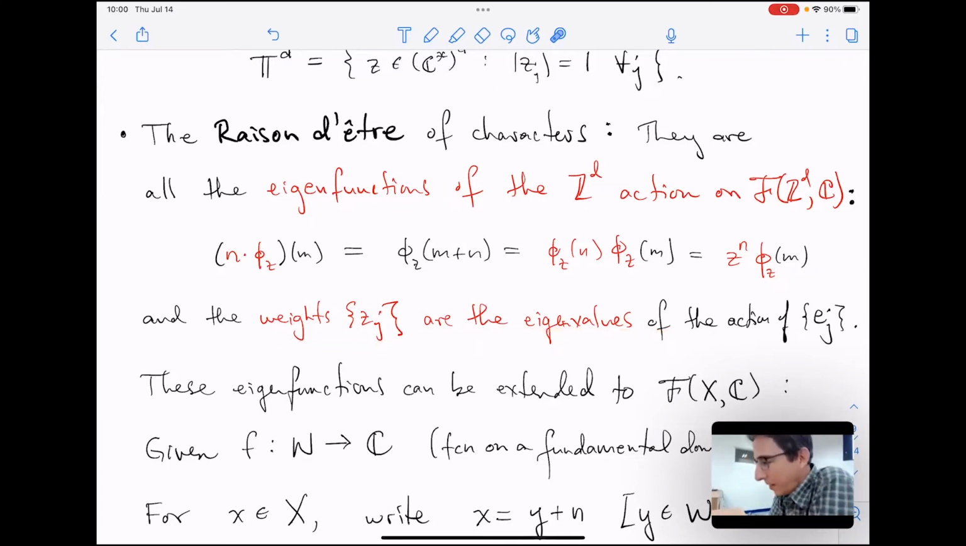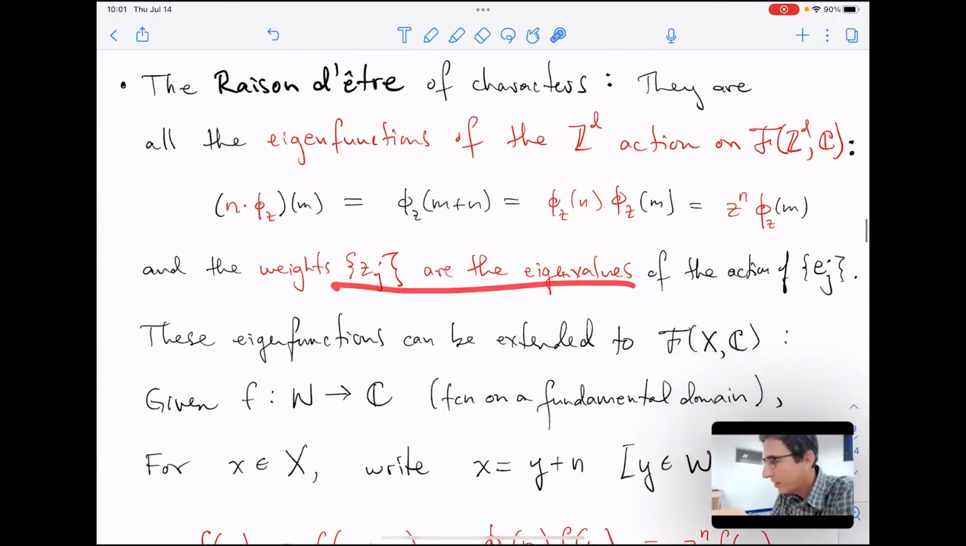You see now? I just want to make sure. Apply n to this function. It's multiplying by z to the n. Therefore, it's an eigenfunction of this action with eigenvalue z to the n. Of course, the eigenvalue depends on the n. The eigenvalue itself is a homomorphism. It is the character. So, yeah, the weights are the eigenvalues of the elementary actions.